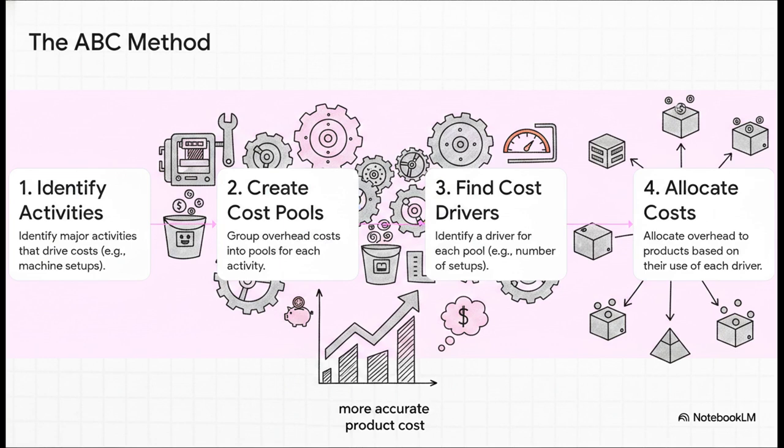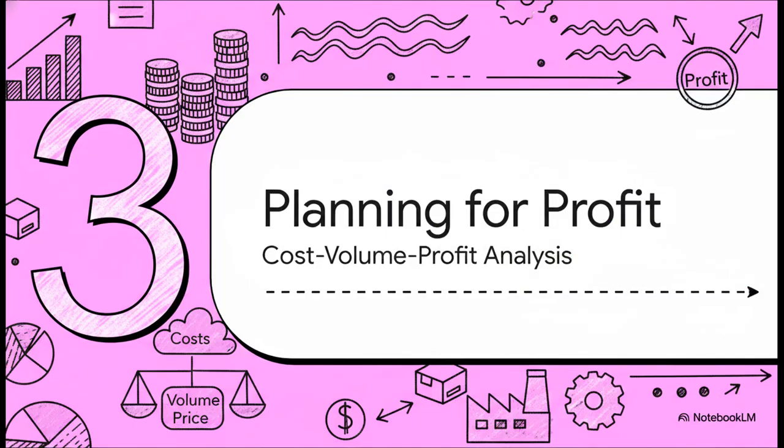Then, for each pool, we identify a cost driver, the thing that actually causes that cost to happen, like the number of setups or the number of inspections. By linking costs to the activities that actually drive them, we get a way more accurate product cost, and that's vital for making smart decisions about pricing. The takeaway is this: your costing system isn't just an accounting choice, it's the lens that shapes how a company views its own success.